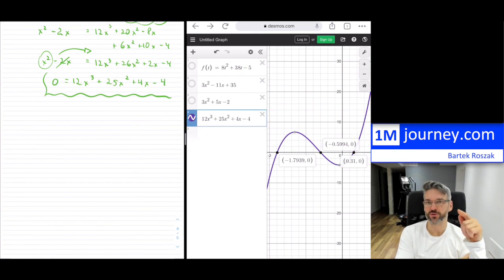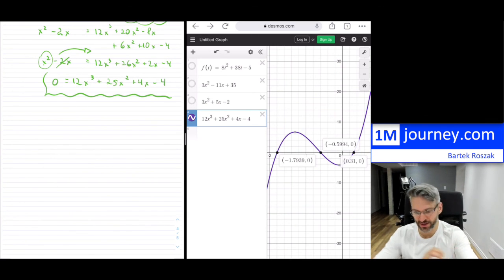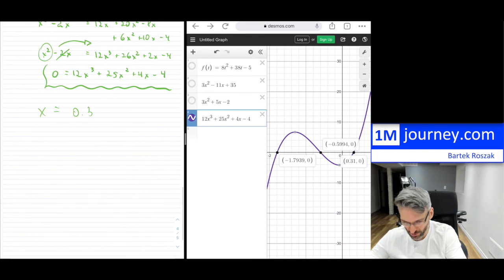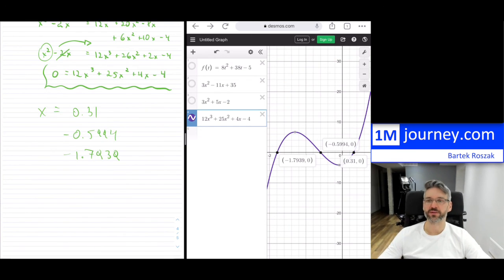The goal is for you to understand what you're trying to do. So in this case, if you were able to use these tools, you basically can set, so let's start, so 0.31, x can be that, minus 0.5994, you know, this is probably rounded in some way, that's okay. All right, so you have 3 of these, and then you can check which ones actually work and which ones do not.